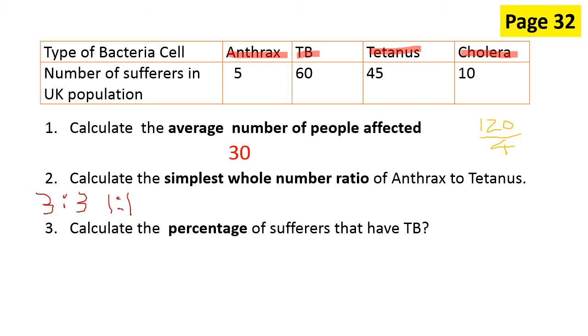This question's asking us what's the whole number ratio of anthrax to tetanus. So the number we've got there is 5 for the anthrax, and at the other side the tetanus is 45. So what could we divide both sides by to make it a simple whole number? Okay, I'm going to divide both sides by 5. If you divide both sides by 5, you should get 1 to 9.